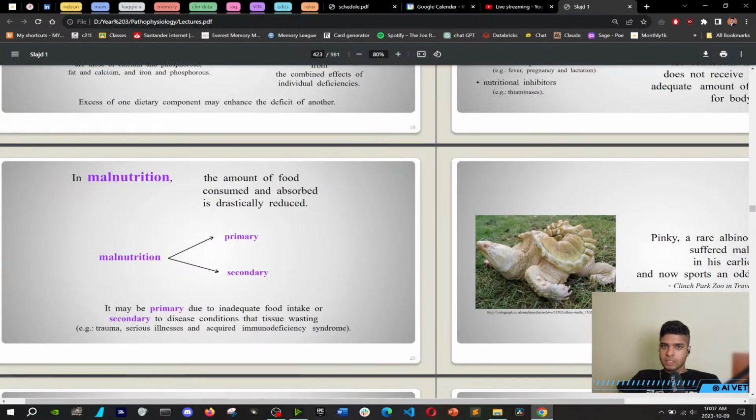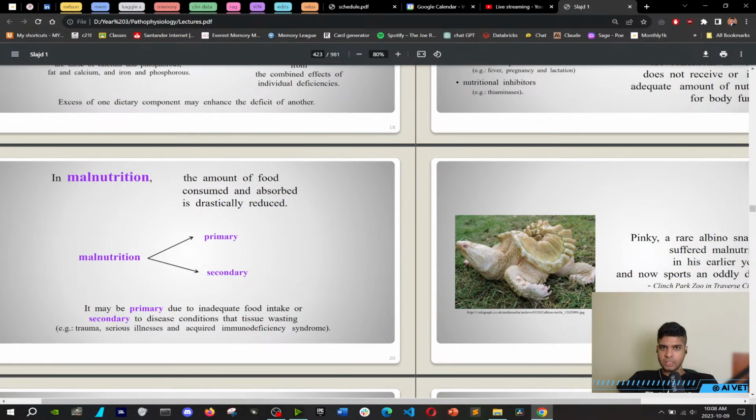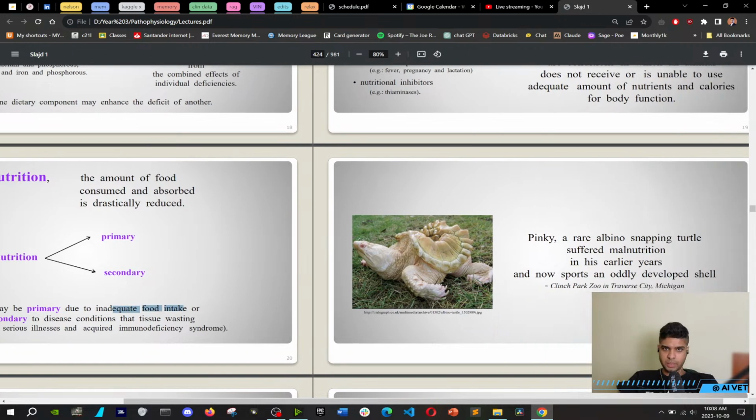Malnutrition could be primary or secondary. It may be primary due to inadequate food intake, or secondary due to disease and tissue wasting. Malnutrition is when the amount of food that is consumed and then actually absorbed is completely or drastically reduced. Inadequate food intake is primary.